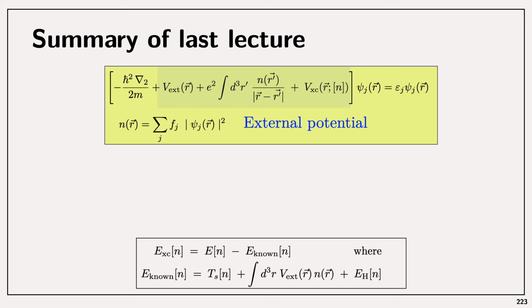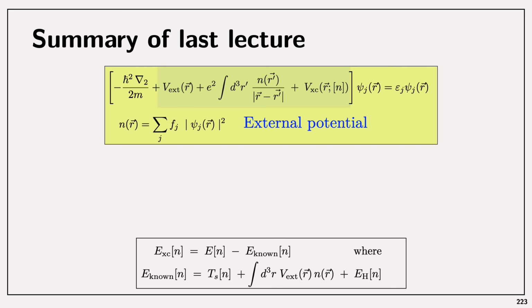The independent particle equation from Kohn-Sham is the first equation in this yellow box here. And of course, the price to pay is that we have to come up with an effective external potential, which I highlighted in the blue box, which is not just the external potential of the real problem, but also a piece that's related to the Hartree potential, as well as what's known as the exchange correlation potential.